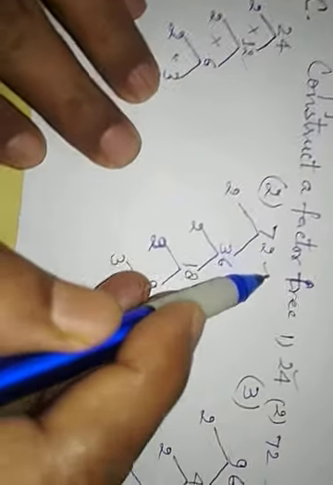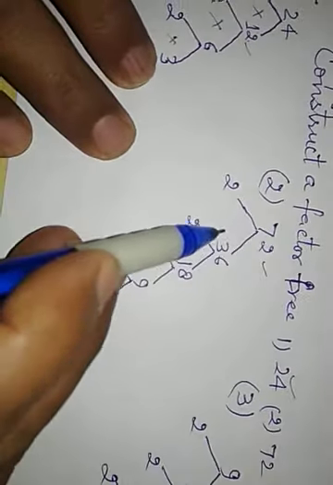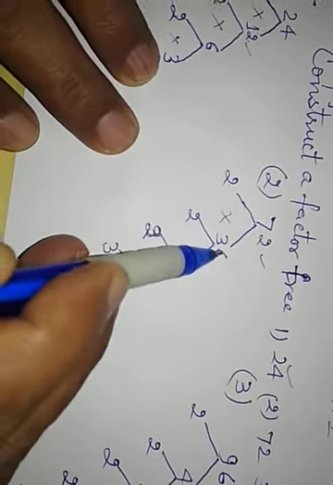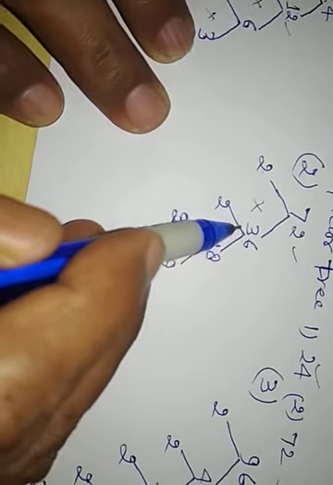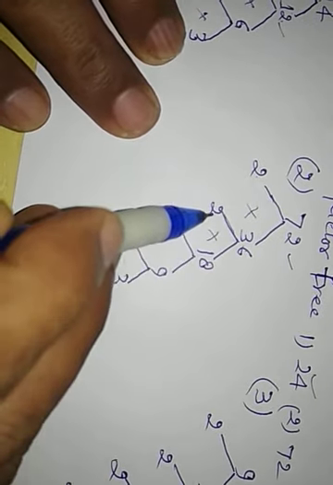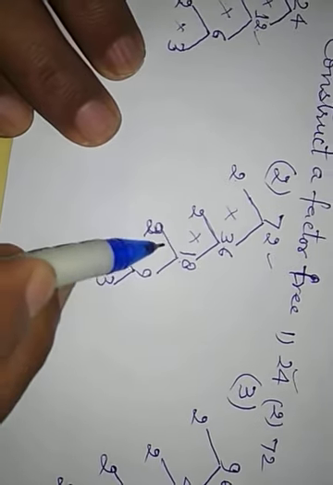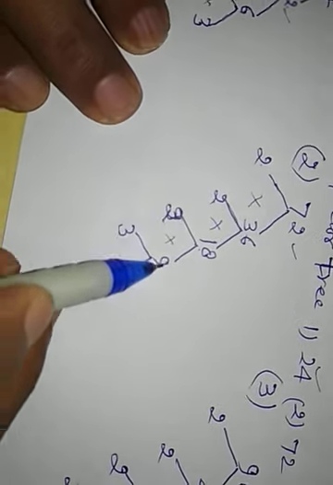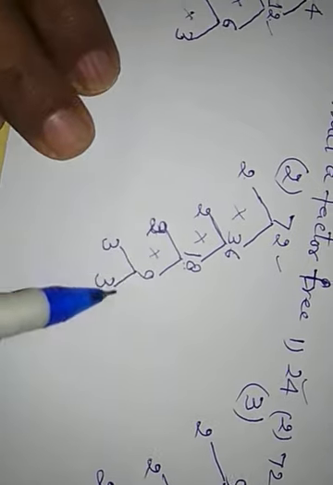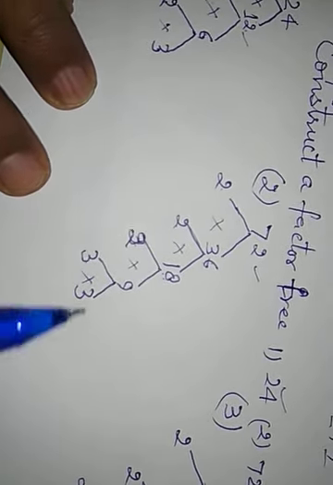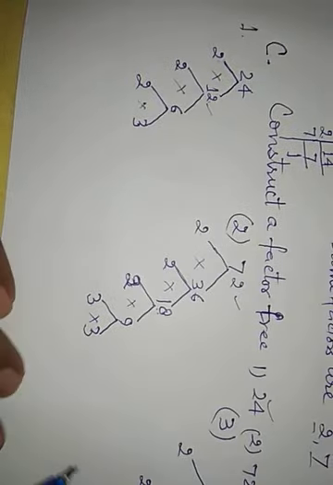Similarly, 72 here also. 72 can be written as 36 into 2. Again, 36 can be written as 2 into 18. Again, 18 can be written as 2 into 9. Then 9 can be written as 3 into 3. In this way, you can form a factor tree like that.